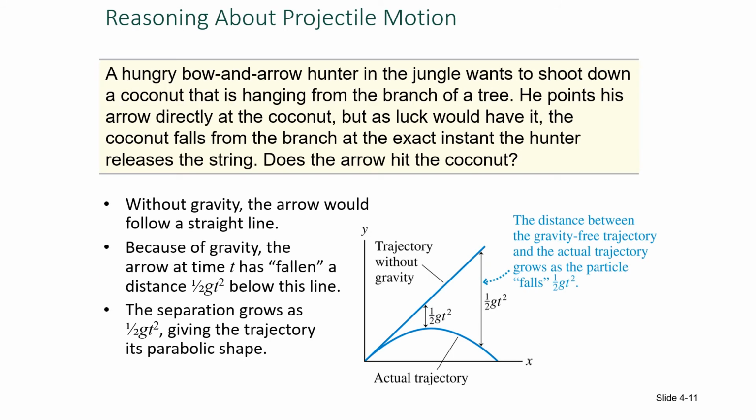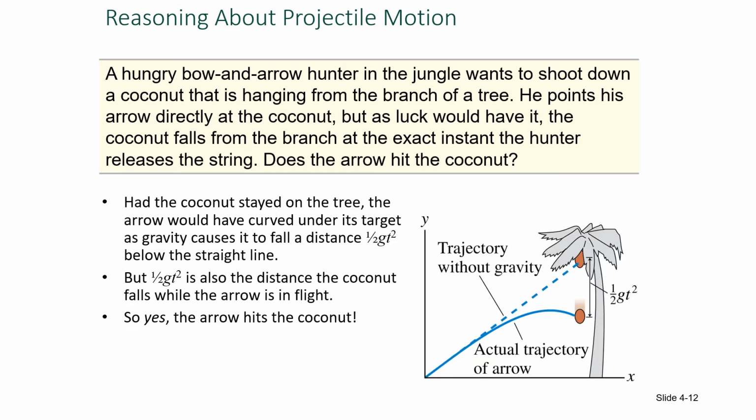Think about it this way. If we didn't have gravity, if we threw a ball or kicked a ball, it would never come back. So it has to come back. It has to fall. And if you look at the difference between the actual trajectory and the trajectory without gravity, you actually get this minus 1/2 gt squared component. That's another way to think about it.